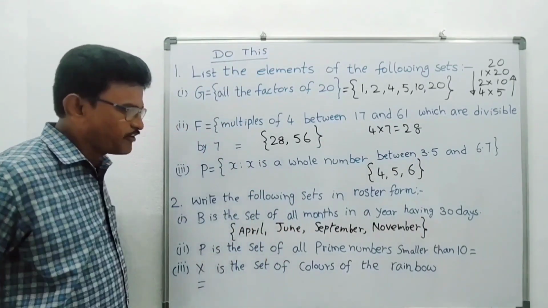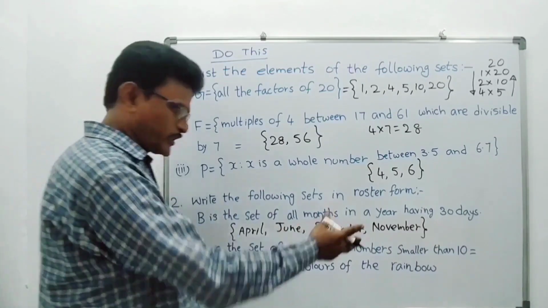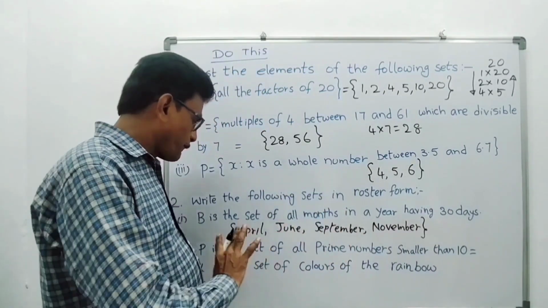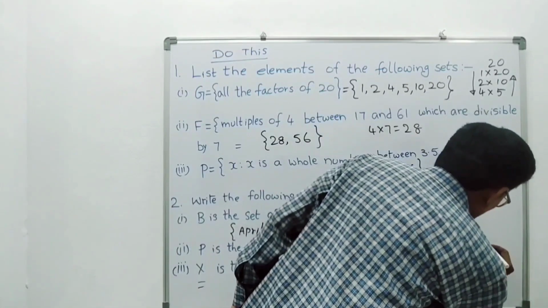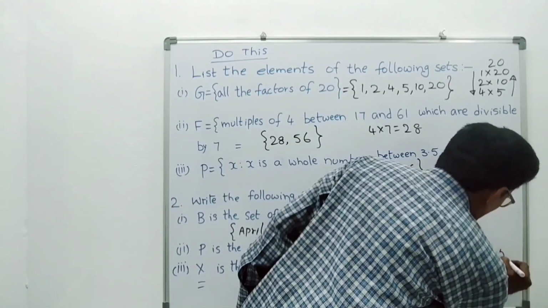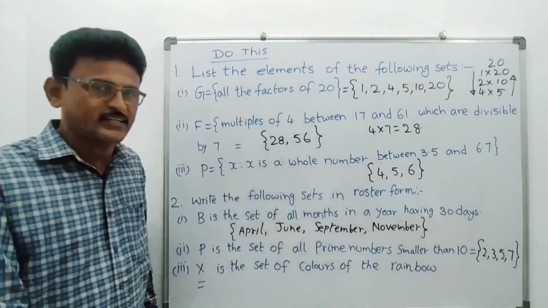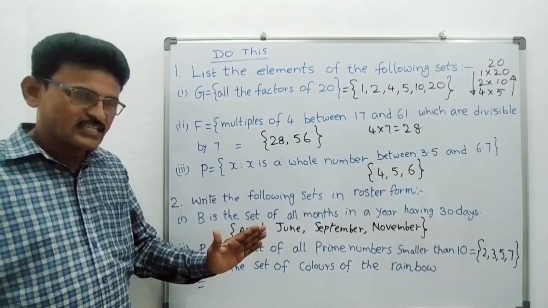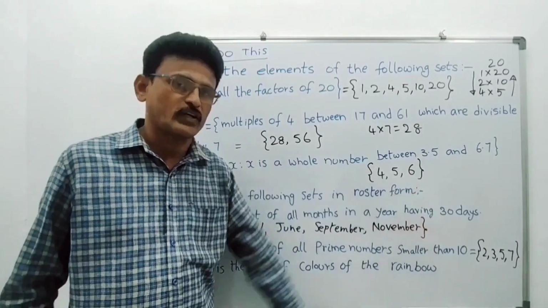Now, P is the set of all prime numbers smaller than 10. Here we can write the prime numbers smaller than 10: 2, 3, 5, 7. Okay, what are these numbers? 2, 3, 5, 7. These are the numbers having exactly 2 factors, the number itself and also 1. Only those are the 2 factors for prime numbers.